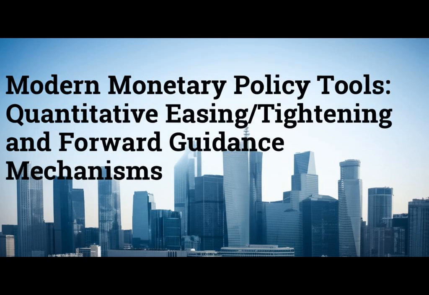How does QT work? One way is passive. The central bank simply lets the assets it holds mature and doesn't reinvest the money. This slowly drains cash from the system. A more active method is selling assets back into the market before they mature. This is seen as a stronger tightening move.